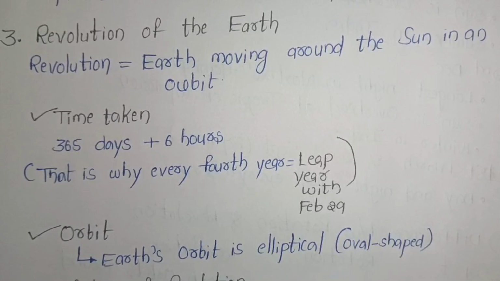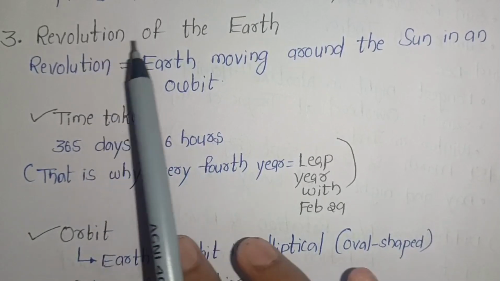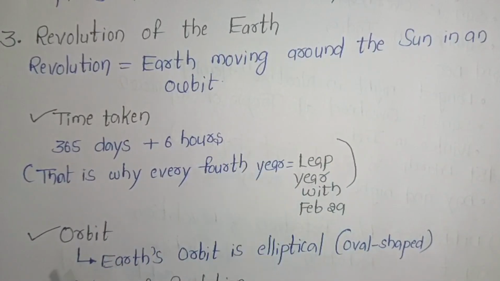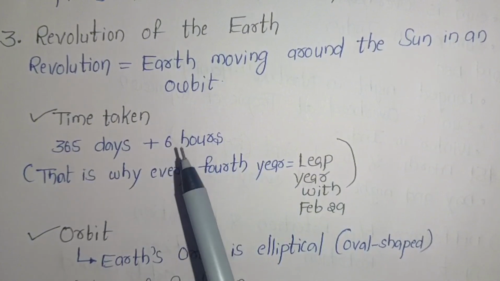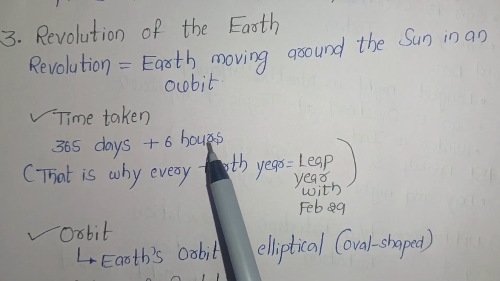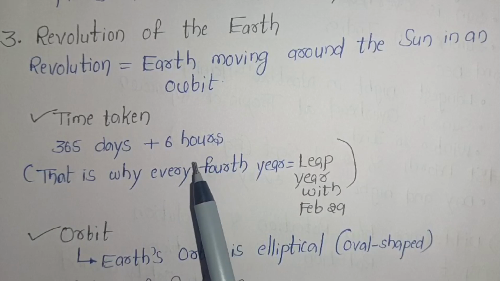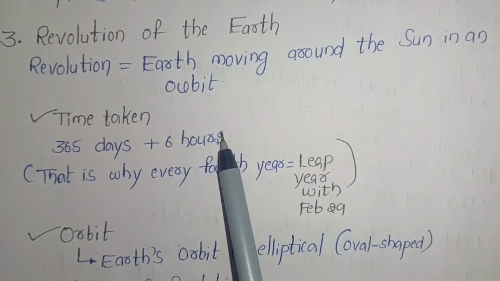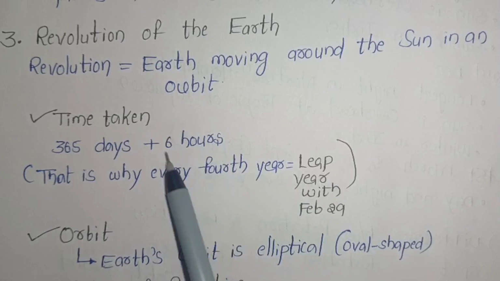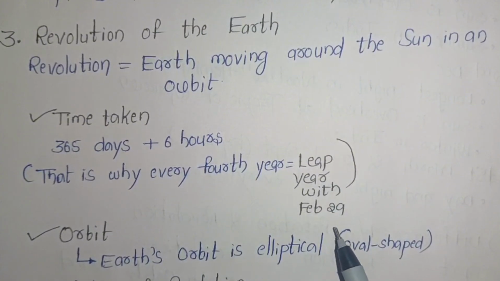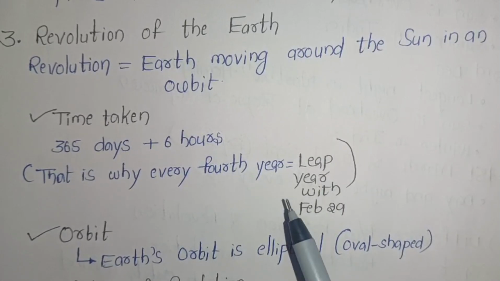I hope you understood. Now I will give a quick summary of the revolution of the earth. The earth revolves around the sun in its orbit, taking 365 days 6 hours. Every year there are extra 6 hours, and in the fourth year these add up and become February 29. That is also known as the leap year. In the leap year, we consider 366 days in a year, one extra day in the fourth year. That is why 29th February.